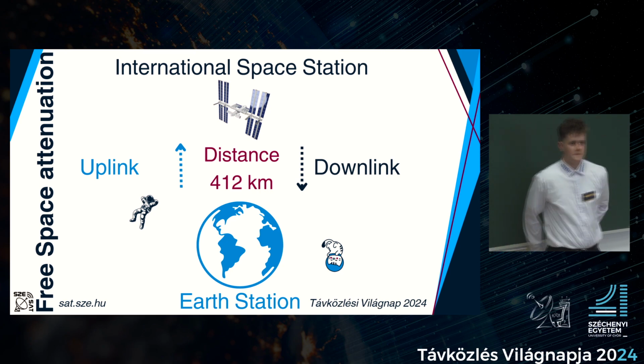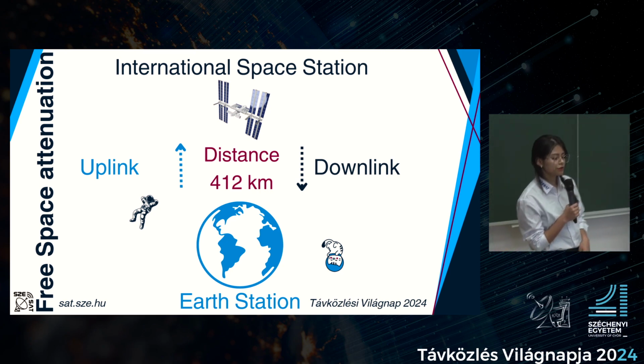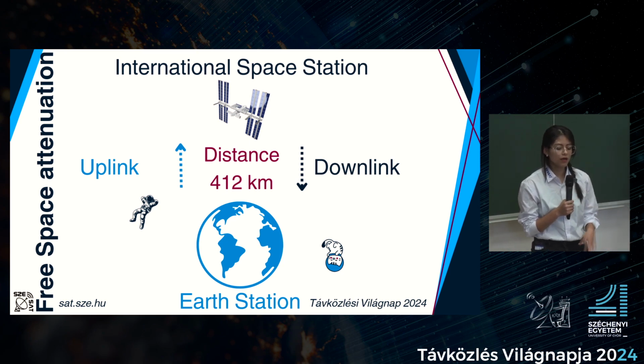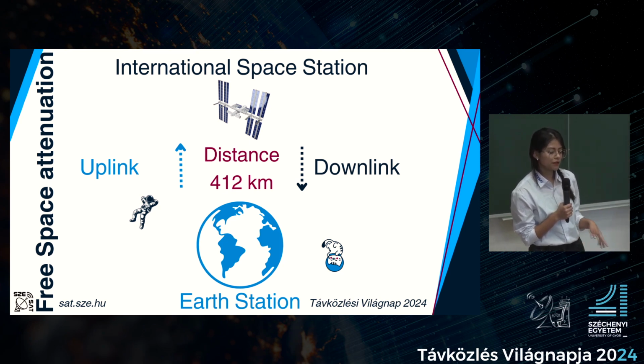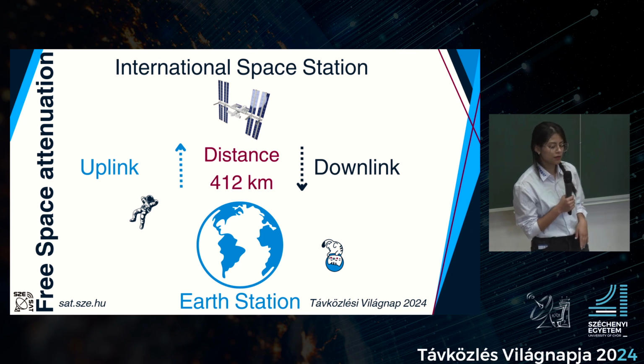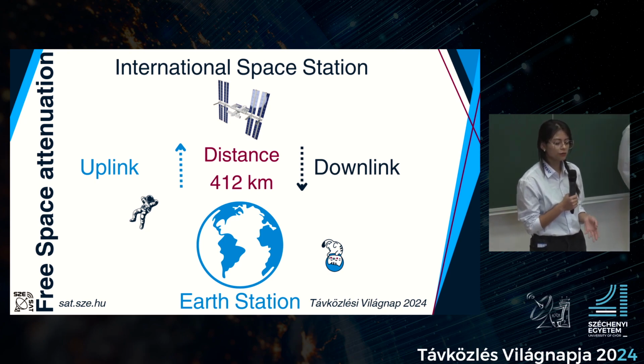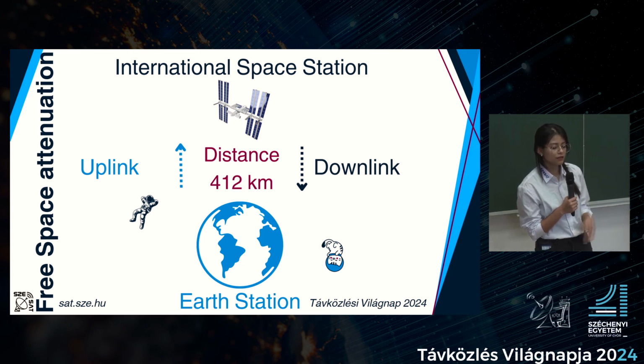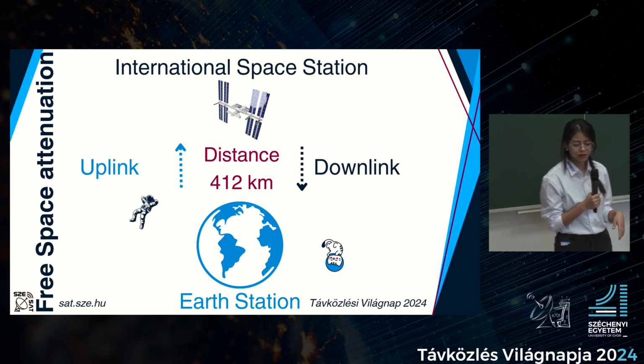Then we have the free space attenuation. The free space attenuation is used to calculate the attenuation of signal strength between two antennas. So we have two antennas. The first antenna is for uplink and the second antenna is for downlink. And we do our calculations with a distance of 412 kilometers, when the satellite is just above us. Next, please.